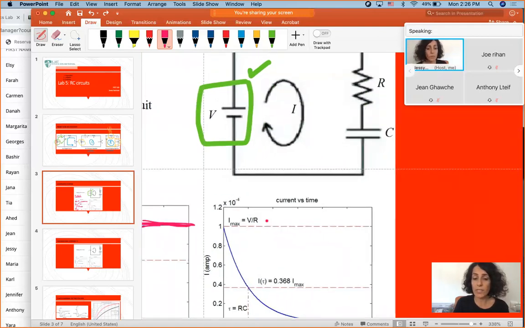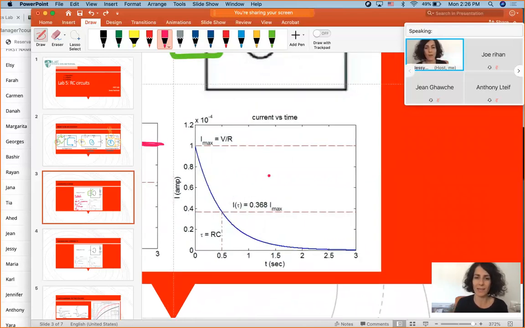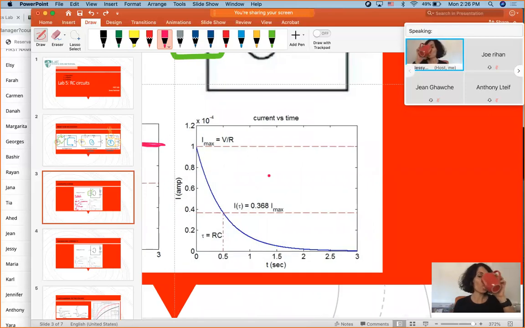I need someone to explain the current curve, the current versus time. What's that? Anyone? Yalla, I love hearing your voices.